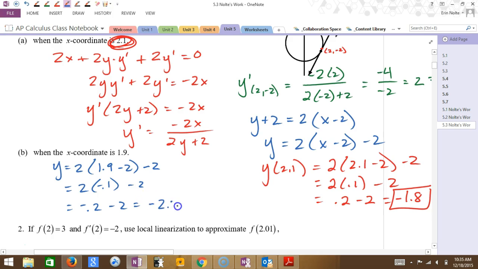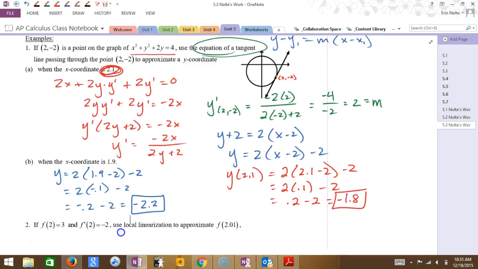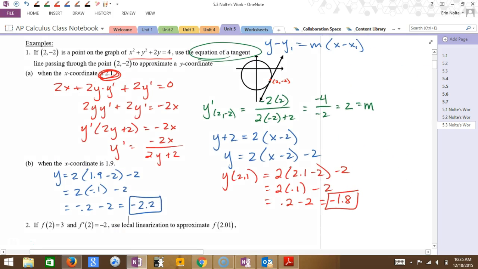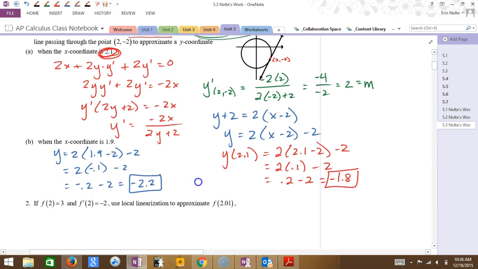so that would be negative 2.2. Okay, so notice also that those two x values that we inputted were on both sides of 2. And notice that the two corresponding y values that we came out with were on both sides of the 2 value, which was negative 2. We got on both sides of it. So it's kind of the idea of limits in a sense.